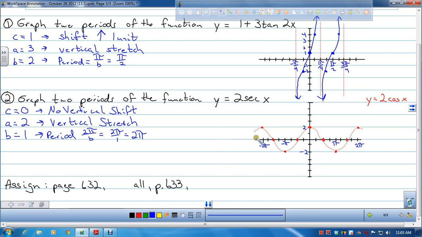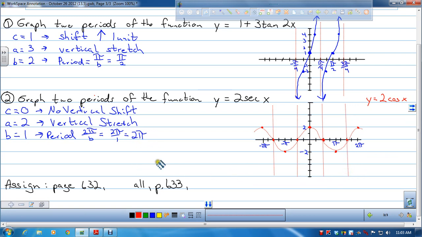So now all I have to do really is think about where are my asymptotes. Okay? So let's go in and draw in the asymptotes. Well, they're going to be where cosine crosses 0. So there's an asymptote. There's an asymptote. It crosses 0 there as well. And right there also, right?